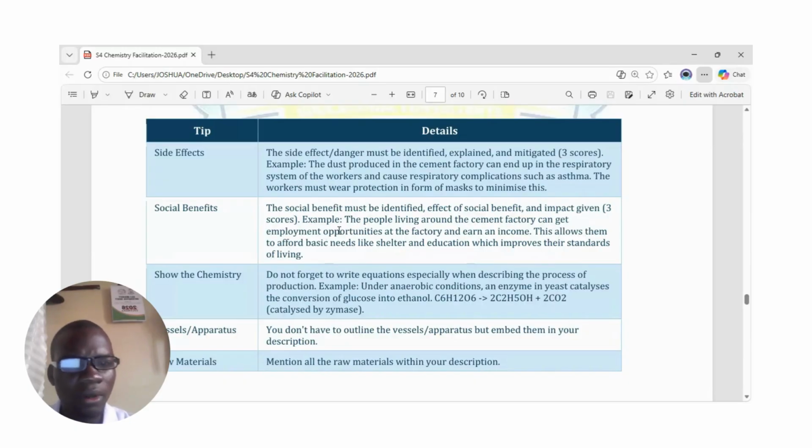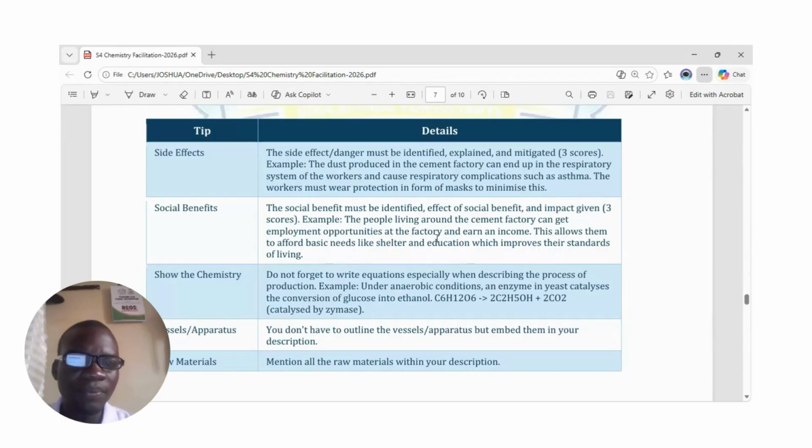For example, I gave an example for what I'm talking about here: the people living around the cement factory. Here we gave an example of the manufacture of cement. So what are the social benefits we are going to identify? For example, the people living around the cement factory can get employment opportunities. You have identified the social benefit, but how does it affect the people?